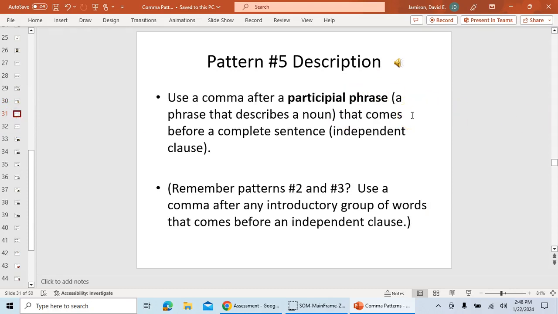Use a comma after a participle phrase, a phrase that describes a noun that comes before a complete sentence or independent clause. This is very similar to patterns 2 and 3. Participle phrases are phrases that describe a noun. Naturally, you want to say the noun first and then the description of the noun, but if you put the description first, then you need a comma after that to make it part of that sentence.